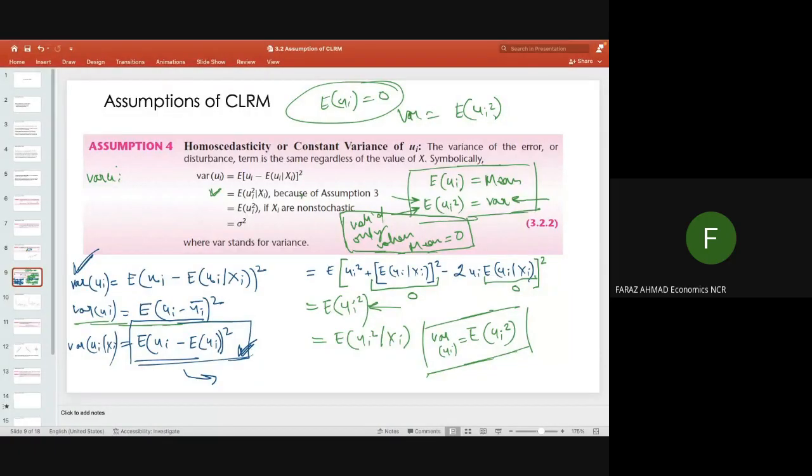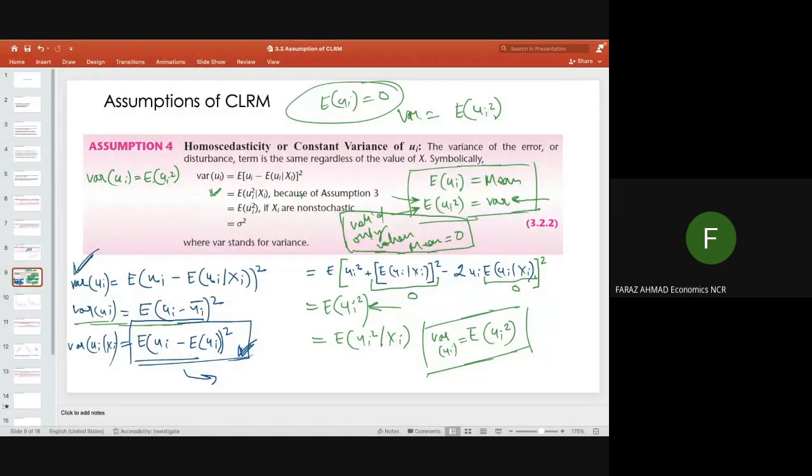variance can be written like this: variance of ui equals expectation of ui squared. You can write it like this.